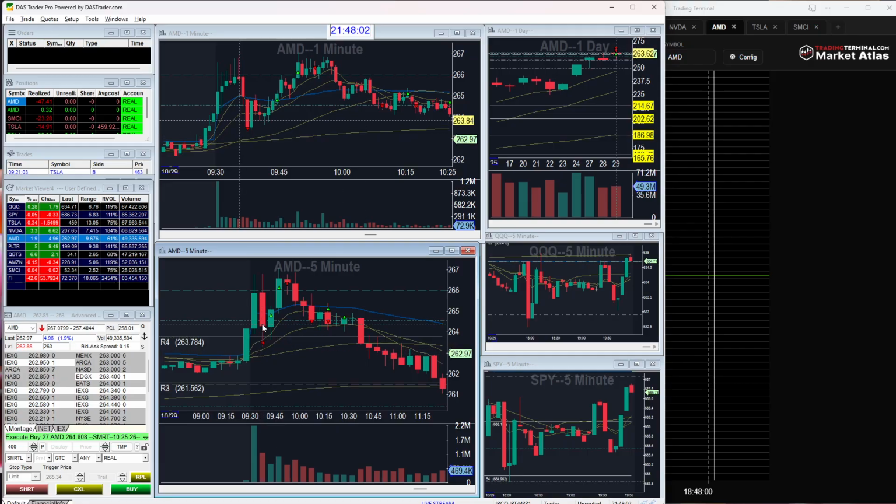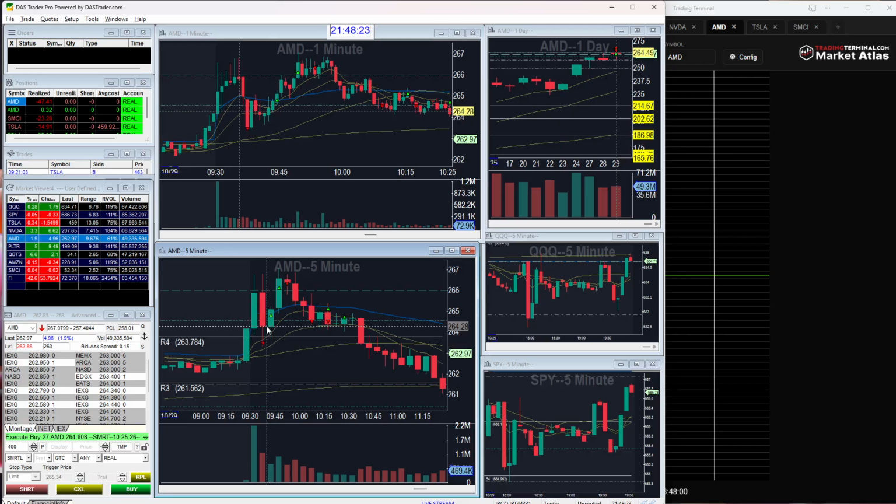breakout. As you can see, my entry is not ideal. It was a bit extended. Ideally you want your entry right after the range is broken. I was supposed to have 264, but my entry turned out to be 263.45.